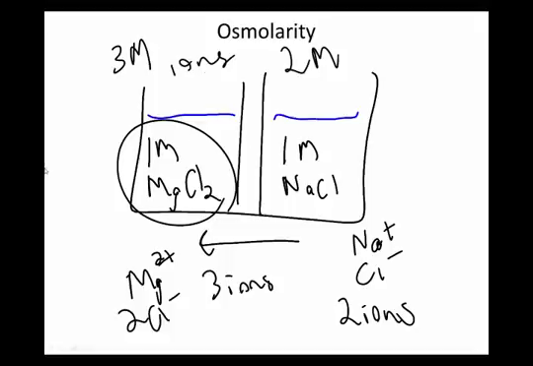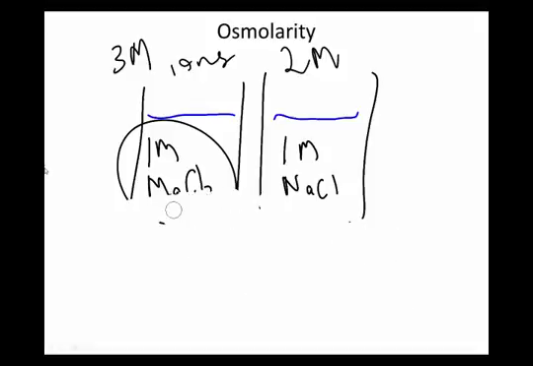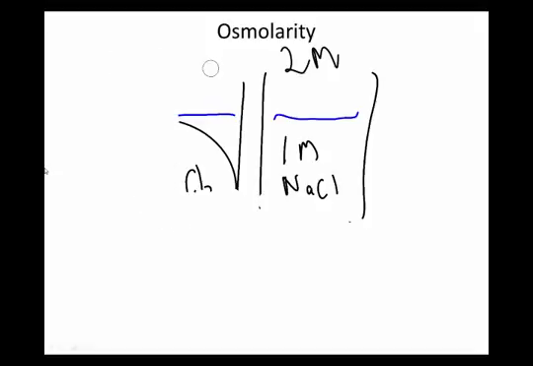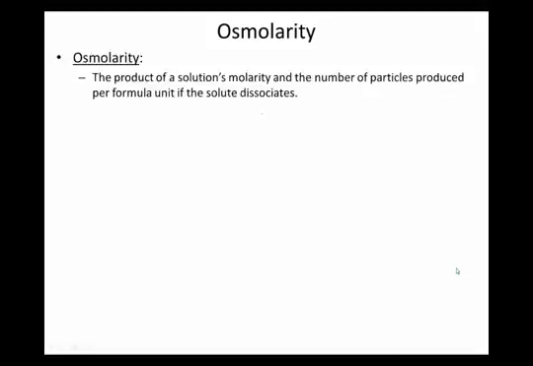So to find the effective concentration to apply to molarity, we already did this. You just multiply the concentration times the number of ions that it produces. And this is what's called osmolarity. Osmolarity is this newly calculated number. Osmolarity is that effective concentration. So it's the molarity times i.